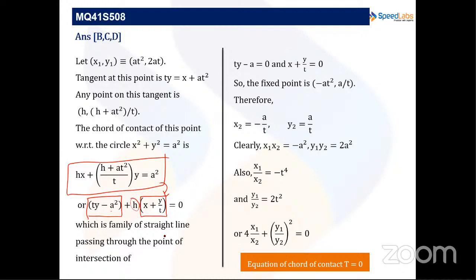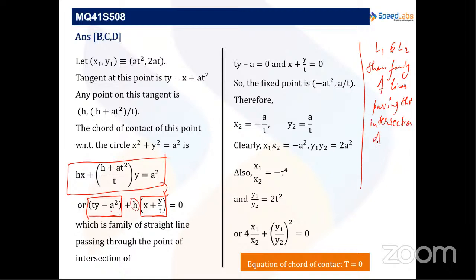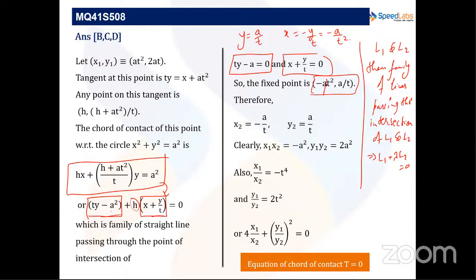So we can see that this is a family of straight lines which passes through the intersection of two lines. We already know that if we have two lines L1 and L2, the family of lines passing through the intersection of L1 and L2 is given by L1 + λL2 = 0, where λ can be any real number. Comparing it with this, we have L1 = yt − a² and L2 = x + y/t. From this, y = a/t and x = −y/t, so x = −a/t². So we can see that this family will always pass through this point. So the fixed point is this.